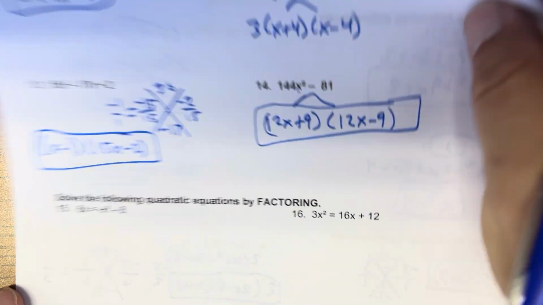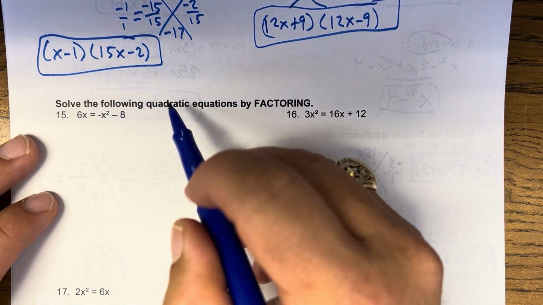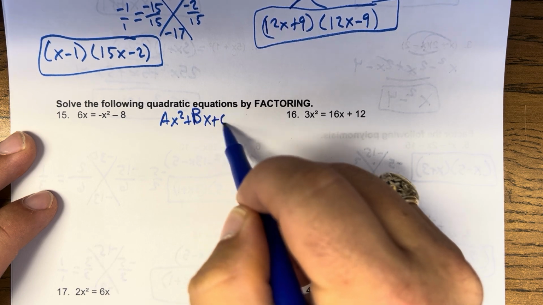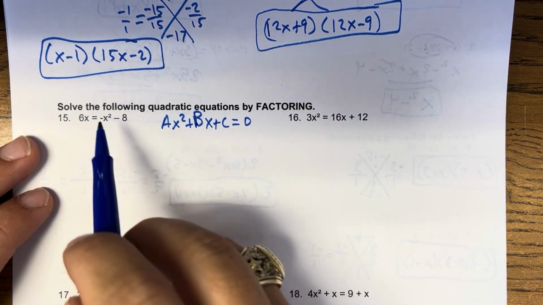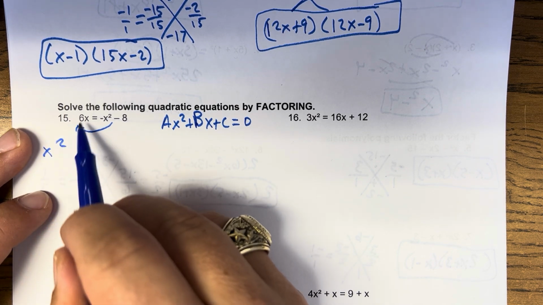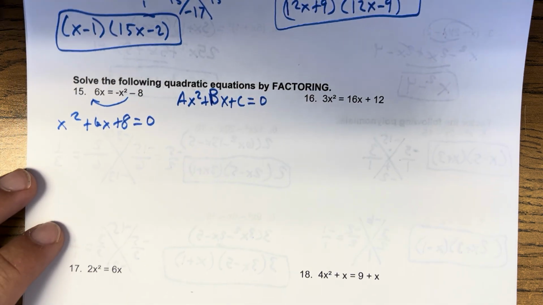All right. Now we're going to solve the equations by factoring. So now we are going to go one step further. We do want to make sure it's an ax squared plus bx plus c equals 0 form. So on this one, I'm going to move these over here to get my a positive. So x squared plus 6x plus 8 equals 0. That's moving everything to the left side.